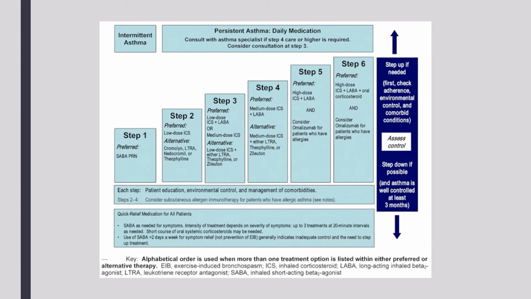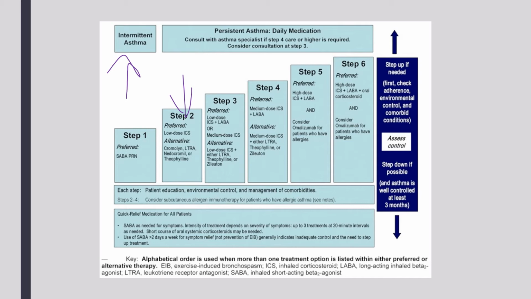All right, so let's talk about daily medications in this asthma chart. So this is looking at intermittent asthma, right? Here's your intermittent asthma. And then this is where we consult with an asthma specialist. And this is where we look at step 2 care, step 4 care, so on and so forth. If you go to step 4 care or higher, then they need to see an asthma specialist, which can include a pulmonologist, right? And then if they go to step 3, then consider a consultation with someone like a pulmonologist or a specialist there. And so that's something you have to watch out for.